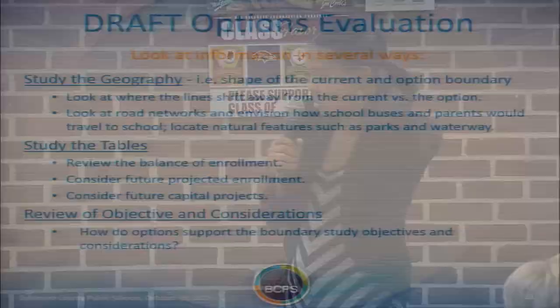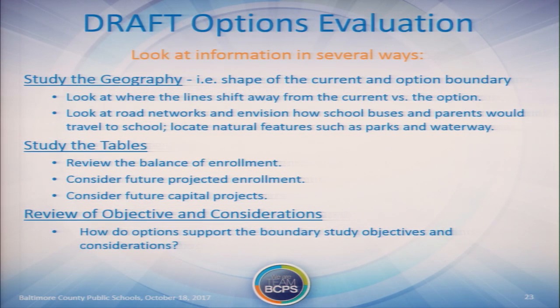So as you're looking at the options, these are a few things that we want you to consider in addition to the boundary guidelines. You want to look at the geography, looking at the shape of the current boundary versus the option that you're examining. You want to look at where the lines shift away from the current versus the option. You're looking at road networks, which you all have been doing all along, considering how school buses and parents would travel to and from school. And then you're also looking at natural features such as parks and waterways.